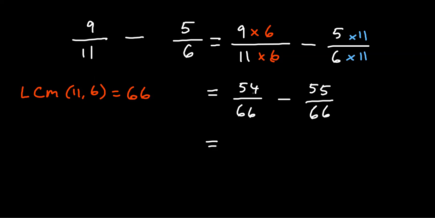And then you just subtract as before. So 54 minus 55 is minus 1 over 66. And as we mentioned before, when you've got a negative number, you should bring the negative sign outside the fraction. So you'd write minus, and then you would write 1 over 66. And that would be the answer.